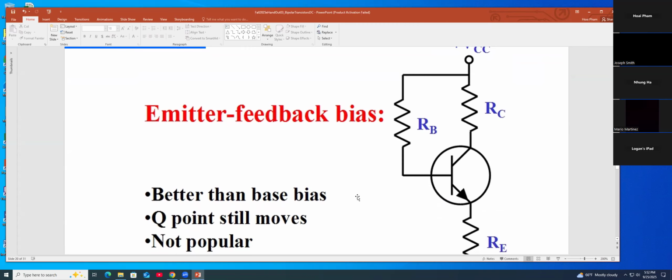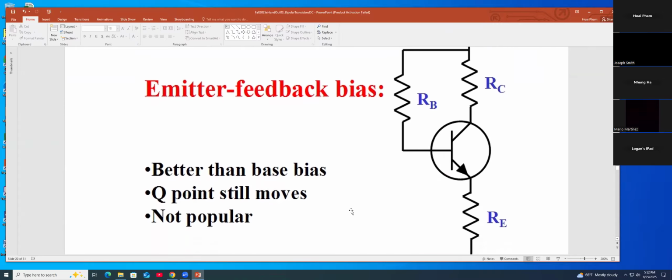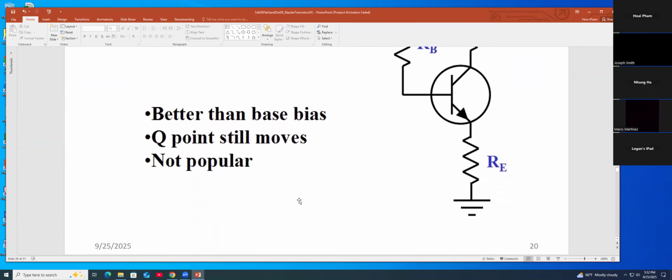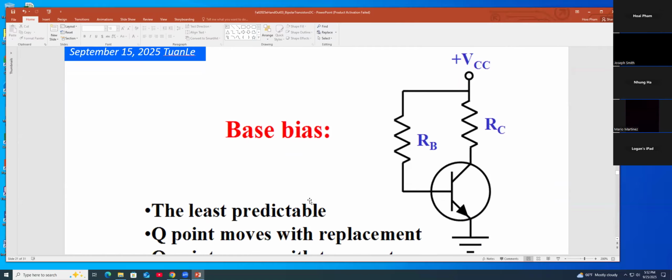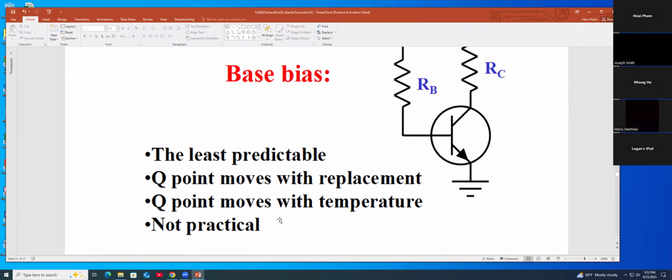This is another way: emitter feedback bias. Better than base bias, but Q point still moves. Not popular. That means it's a different way to connect the transistor, but it's not good. Base bias is also another one, the least predictable. Q point moves with replacement, Q point moves with temperature. Not practical. Just given to you.